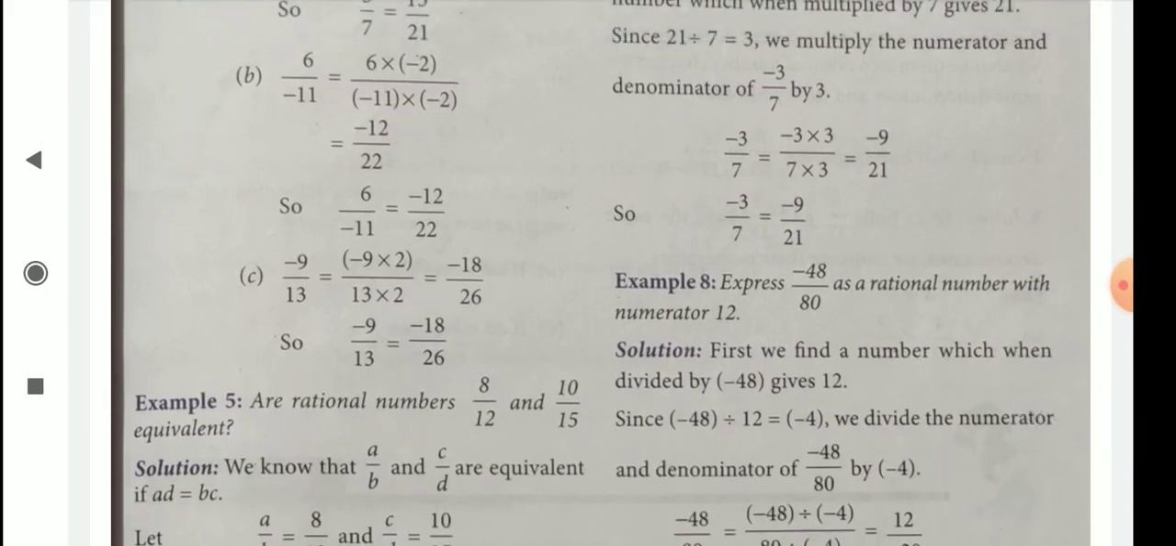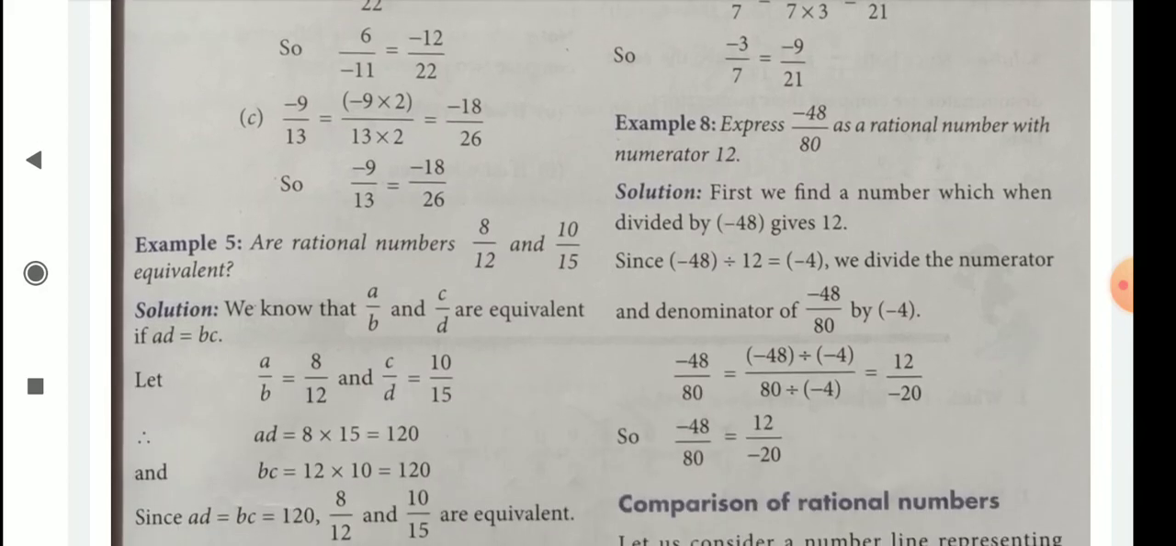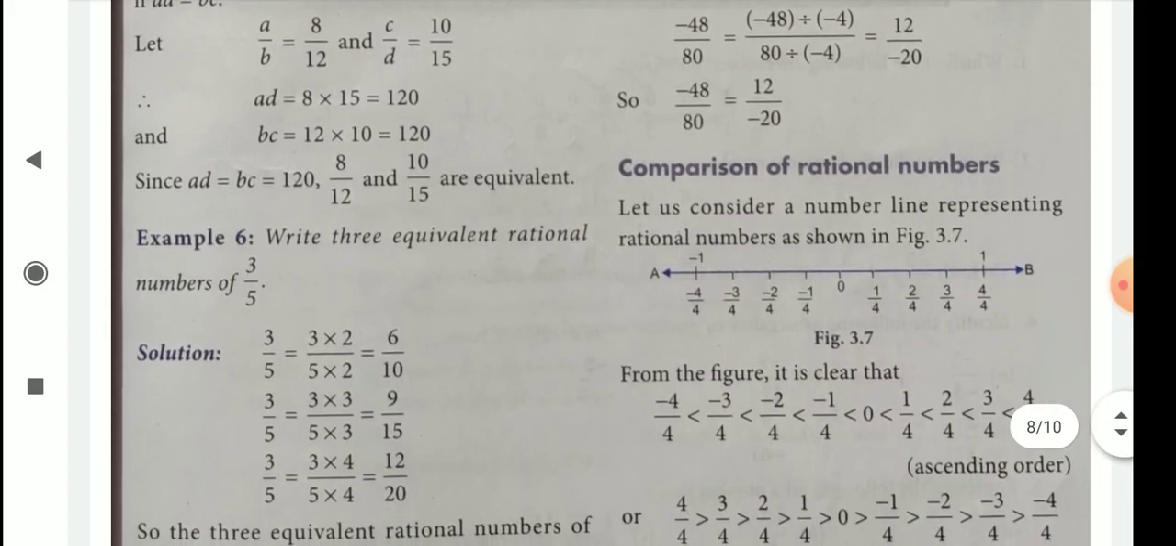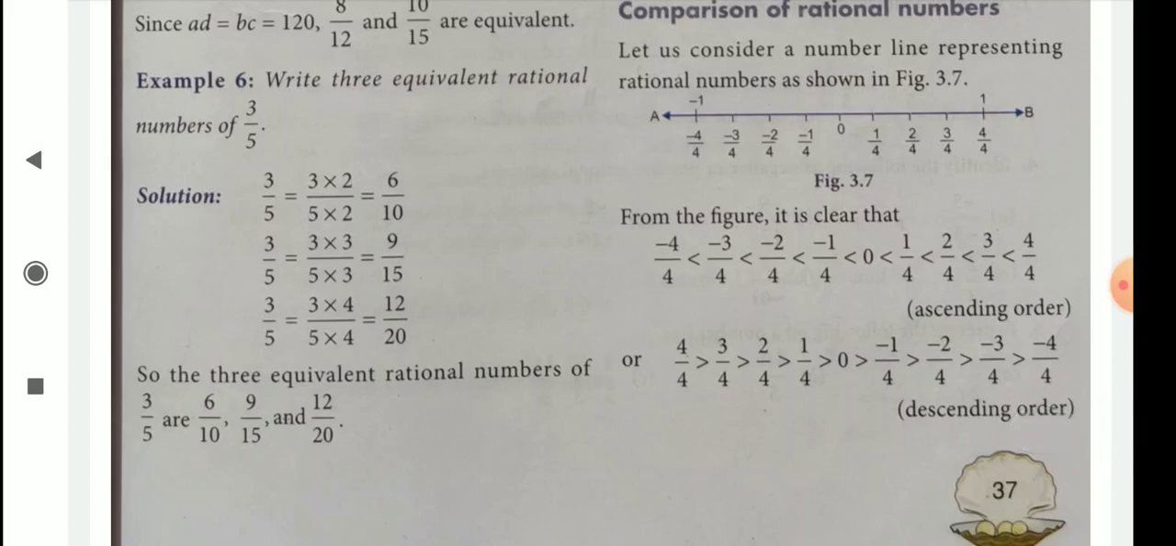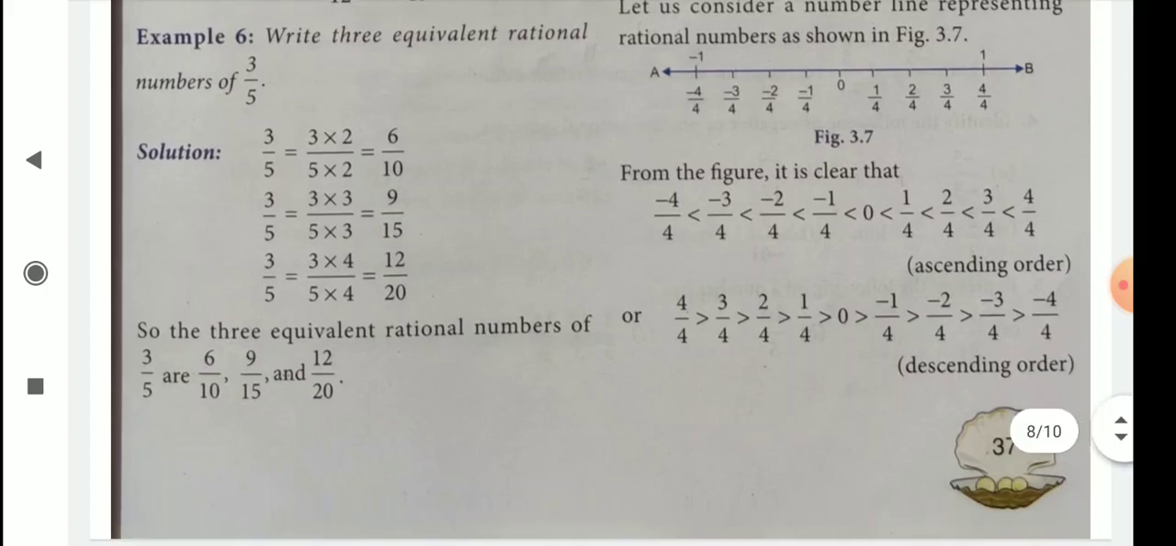Express minus 48 by 80 as a rational number with numerator 12. Here we have to convert the numerator to 12. 48 to 12 means we have to convert to a smaller number, so we divide. If we divide by 4, here minus 48 is there, so we divide by minus 4, then we get 12. Okay, like this we follow the example. Comparison of rational numbers, very easy. Their denominators are the same, so we easily find out which is smaller and which is bigger.